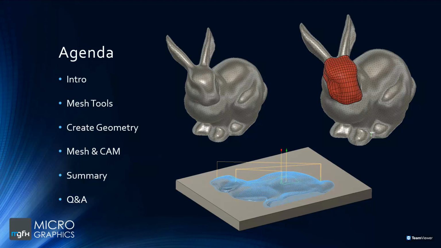The images there on the right-hand side of the agenda screen just show a couple of things related to working with the mesh. The right-hand side there, that rabbit with the red face, it's a T-spline mesh. We'll look at creating that geometry, and at the bottom, a toolpath over a mesh that was modified in Fusion.